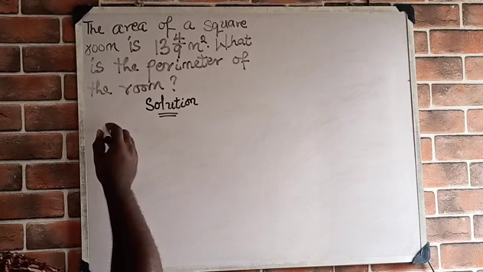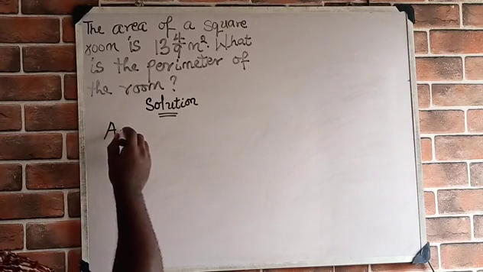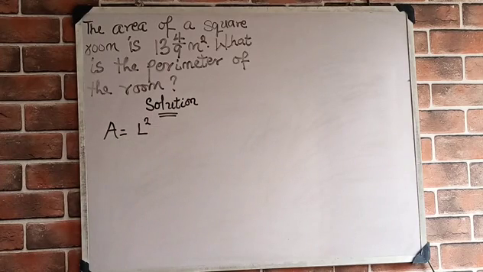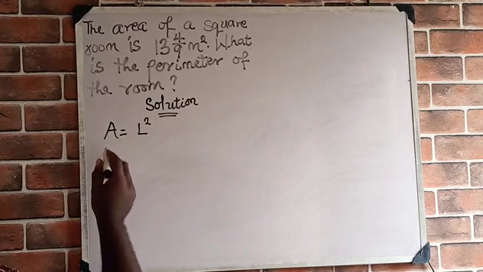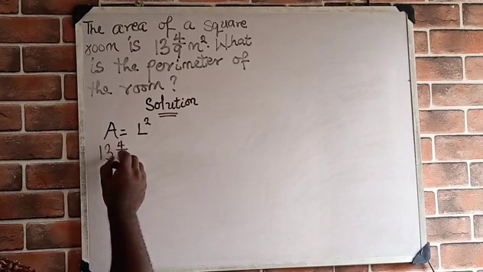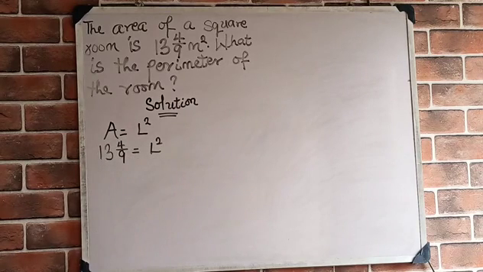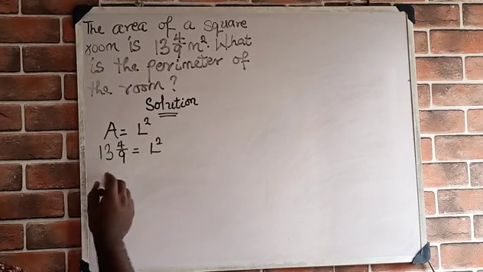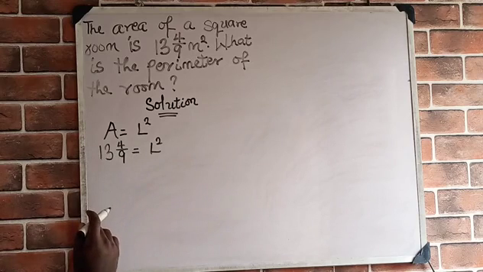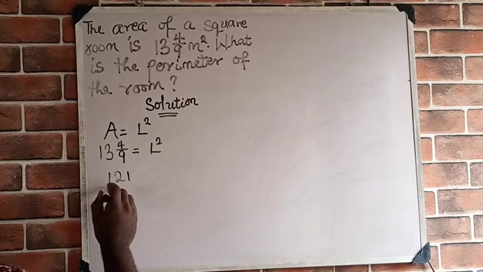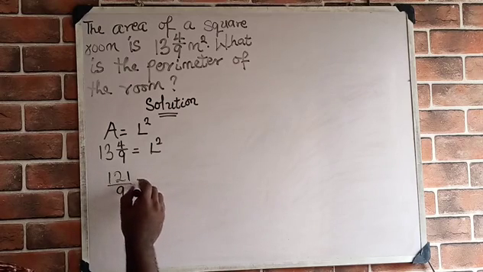We know that the area of a square is given by the length squared, and we were given the area to be 13 whole number 4 over 9. So the length squared, multiplying this 9 times 13 will give us 117 plus 4, 121 all over 9 equals the length squared.